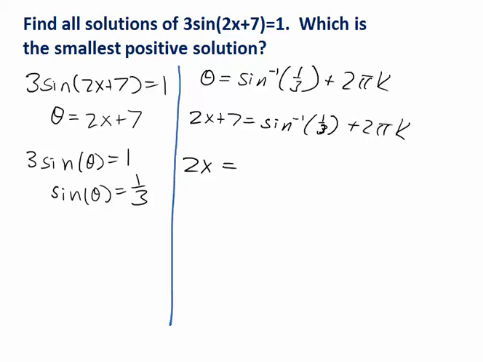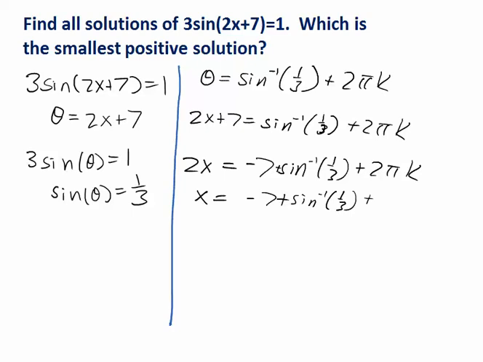I can subtract 7 from both sides. I'm going to write this as negative 7 plus inverse sine of a third plus multiples of 2 pi, and then divide both sides by 2 and get negative 7 plus inverse sine of a third plus multiples of 2 pi, all divided by 2.